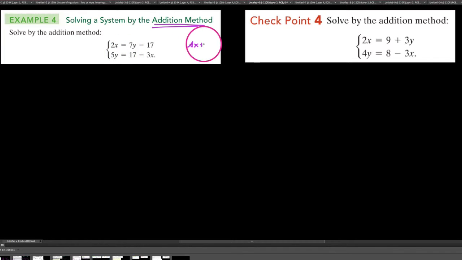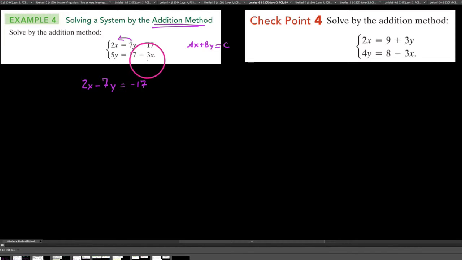That is to say that if we're going to use the addition method, we want it written in this ax plus by equals c form. With both of these equations, we would have to subtract 7y from both sides in this first equation to rewrite it as 2x minus 7y, equal to the negative 17 that would have been left on the right side.